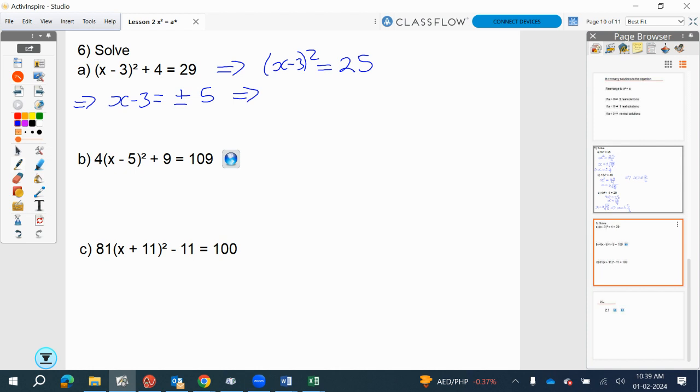How do we move the 3 across? Plus 3. So x is equal to 3 plus minus 5. What are our two possible answers then for x? Our first answer for x, x1. What's 3 minus 5? Negative 2. What's our second solution? What's 3 plus 5? 8. So here we go, we get our two solutions. Have a go at doing the next two for yourself.